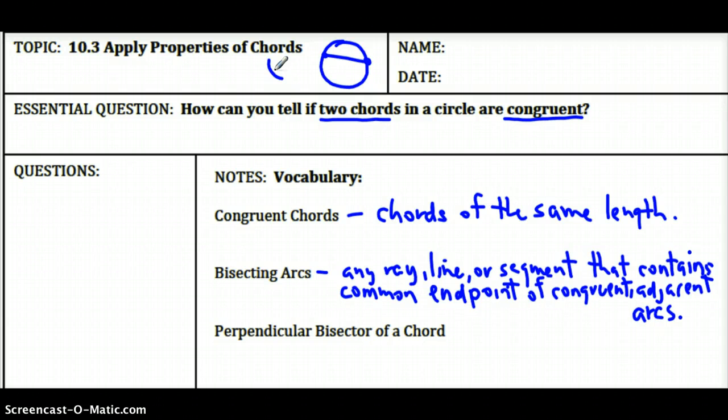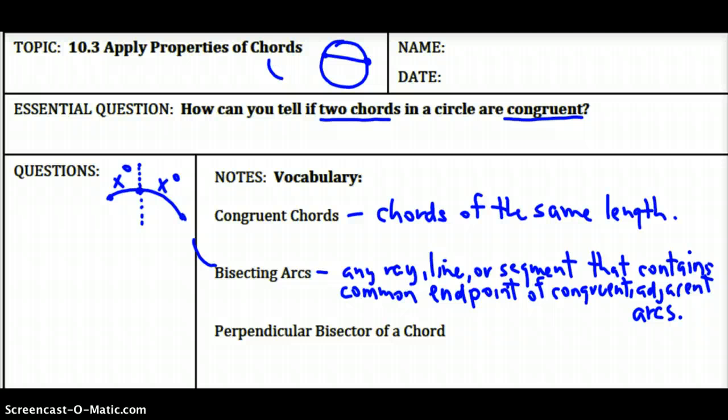Alrighty. So what this would look like is if I had an overall arc here and I had a point in the middle such that this measure was the same as this measure, then anything that would contain that point would be considered a bisecting of an arc.